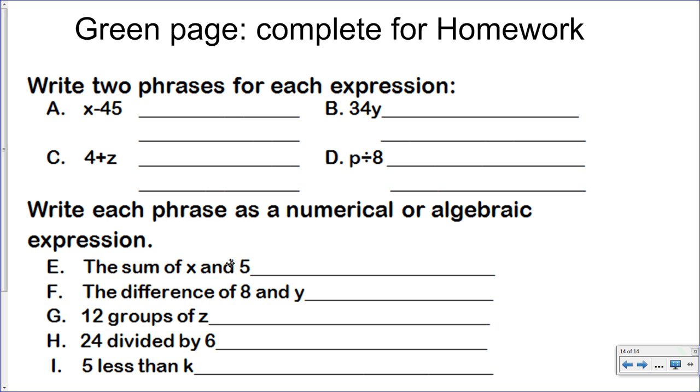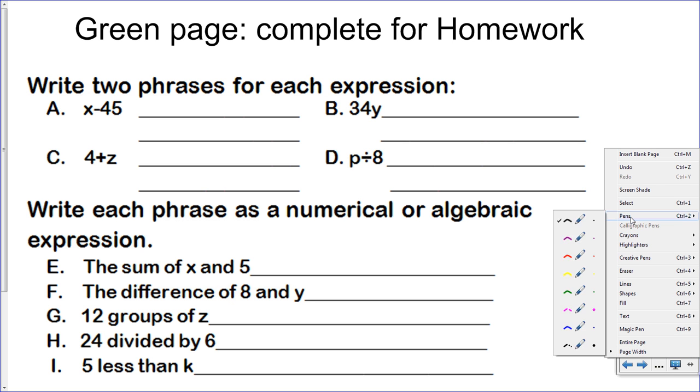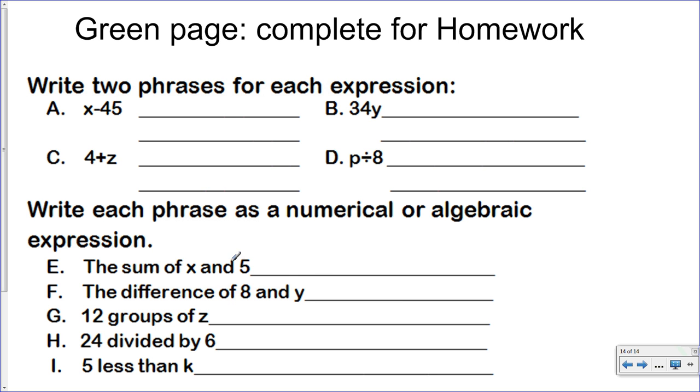Now in your MSG, you had to fill this in, write 2 phrases for each expression. This could be something like x minus 45, 45 subtracted from x, the difference of x and 45, something like that. Letter B, 34 times y, the product of 34 and y. Those would be examples. Letter C, 4 plus Z, 4 added to Z, the sum of 4 and Z, total of 4 and Z. Letter D would be P divided by 8, the quotient of P and 8, those kind of things. Then we get into the sum of X and 5.